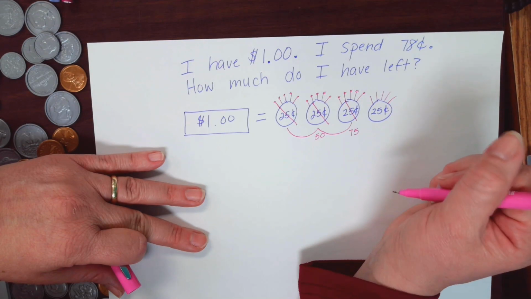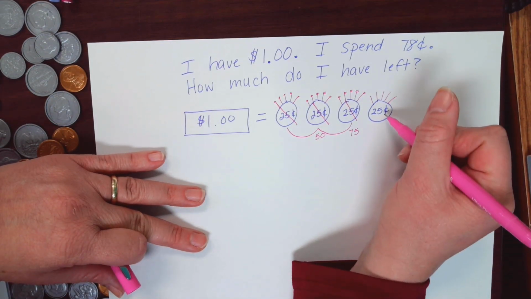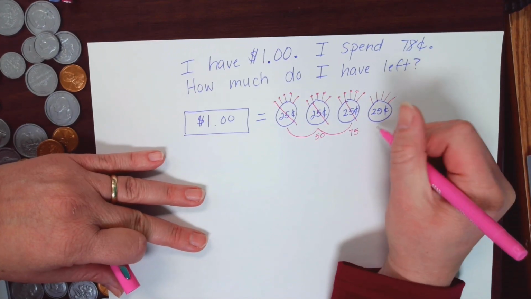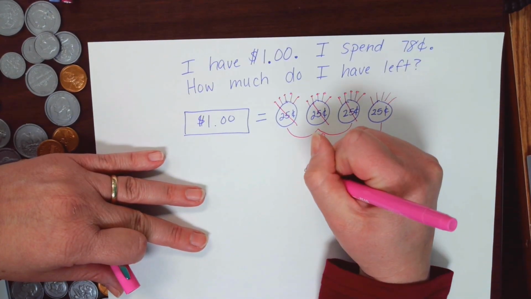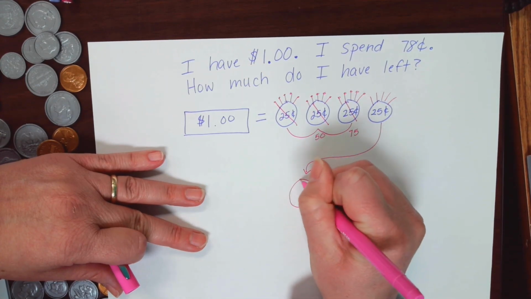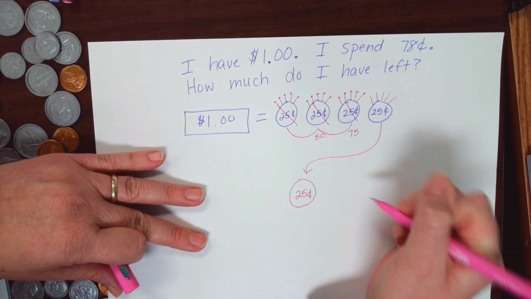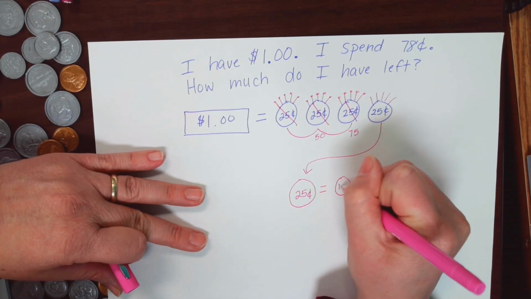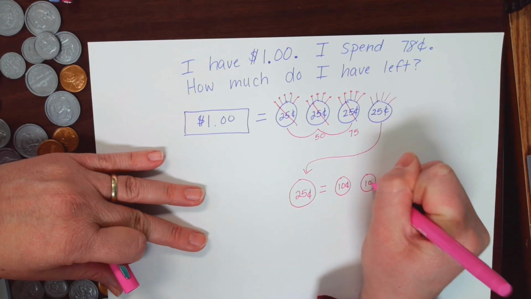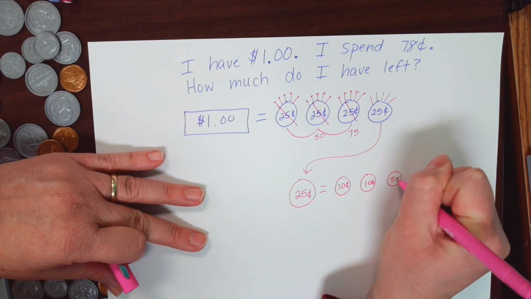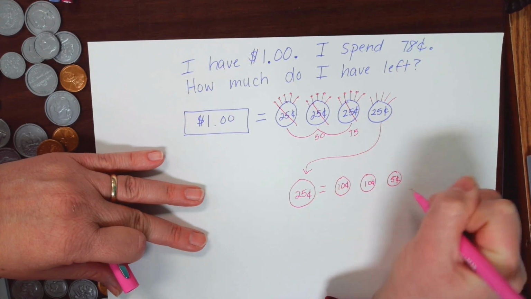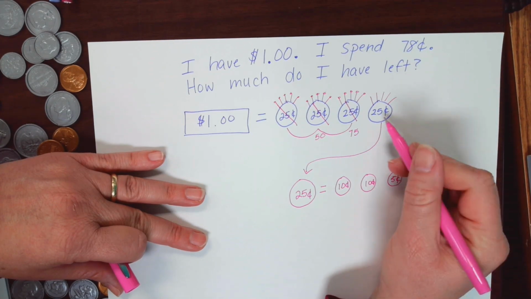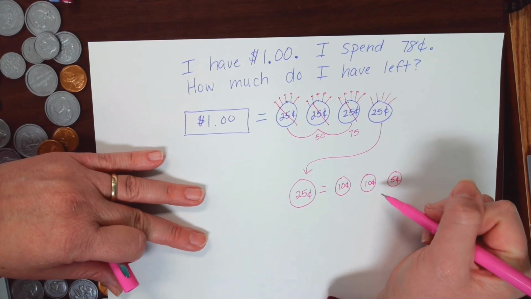Remember that wonderful word unbundling with tens? I can unbundle this quarter right here. And I can say, well, I'm going to go down here, draw me a little arrow, and say, I know, because I'm using math sense, that 25 cents will also equal a dime and a nickel, because I have 10, 20, and then 5 is 25. So I know I can break that apart and get this.